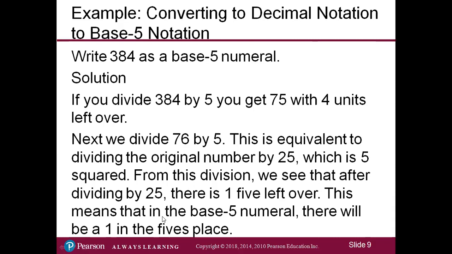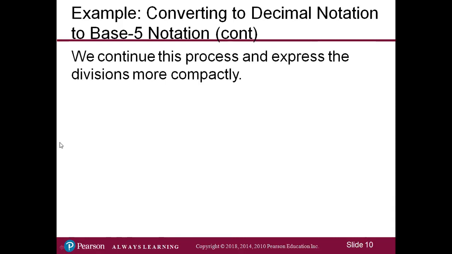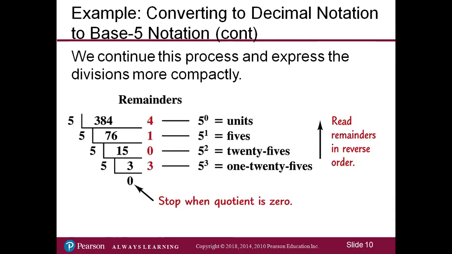With this method, we're just going to repeatedly divide by 5. Next, divide. Is there a typo? Because we had 75 in the first one, and now we divide 76, which doesn't make sense, but maybe one of those numbers is wrong. Next, we divide the 75 or 76 by 5. This is equivalent to dividing the original number by 25, which is 5 squared. From this division, we see that after dividing by 25, there is 5 left over. This means that in the base 5 numeral, there will be a 1 in the 5's place. We continue this process and express the divisions more compactly.